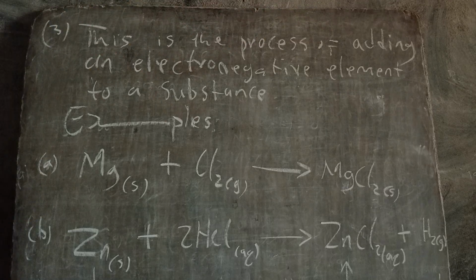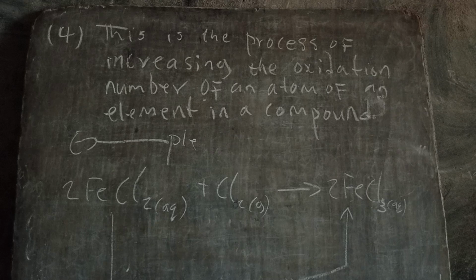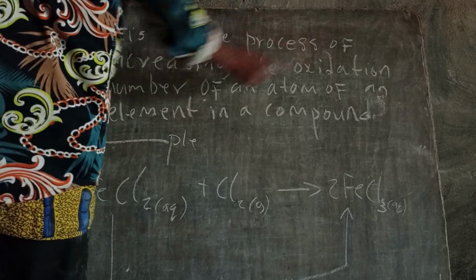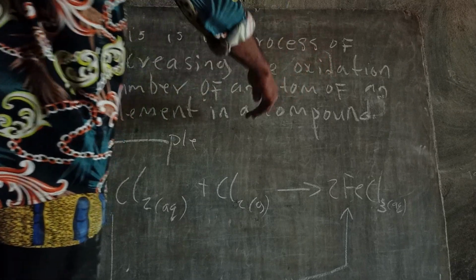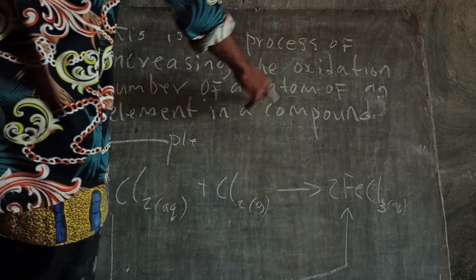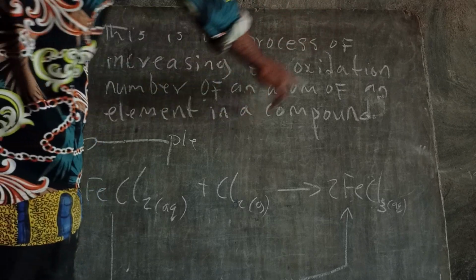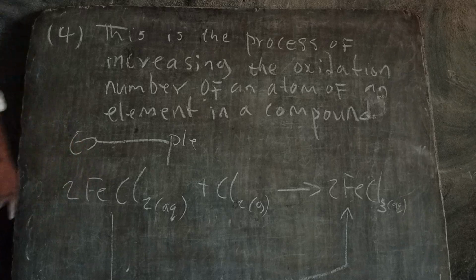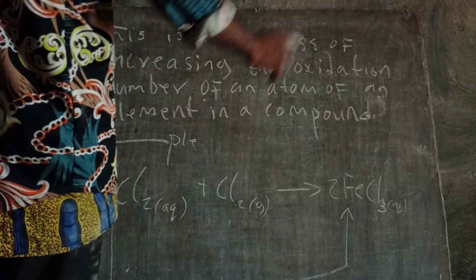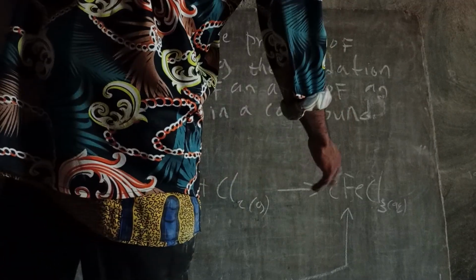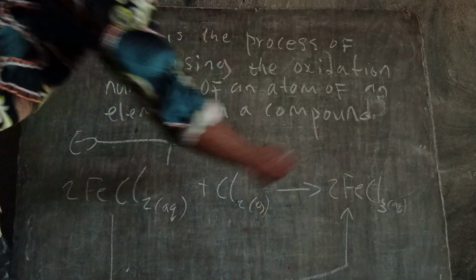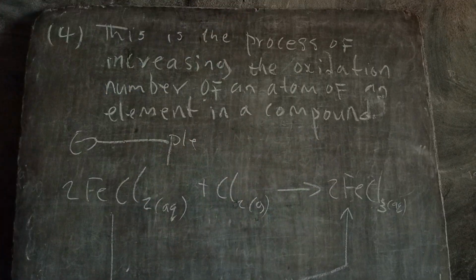We go to the fourth definition. Now, this is the fourth definition. The definition says this is the process of increasing the oxidation number of an atom of an element in a compound. Example, we have 2FeCl2 plus chlorine atom, which gives us 2FeCl3. The arrow here is telling you that it is what? An oxidation reaction.